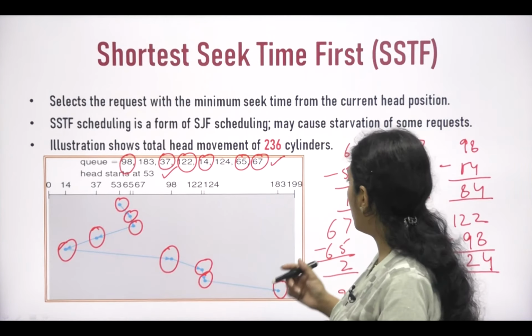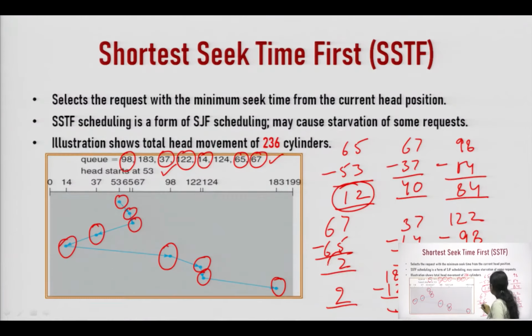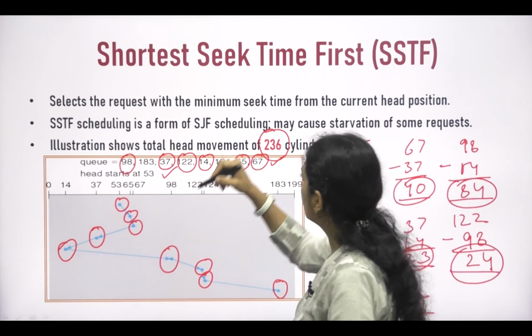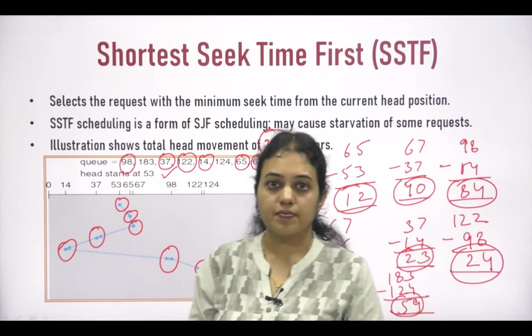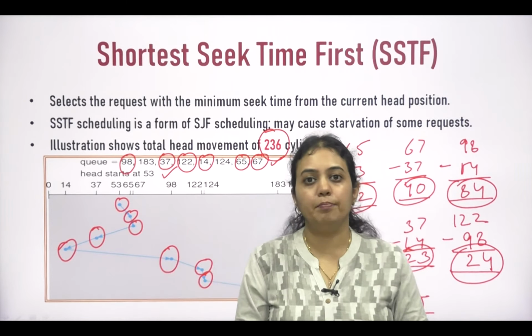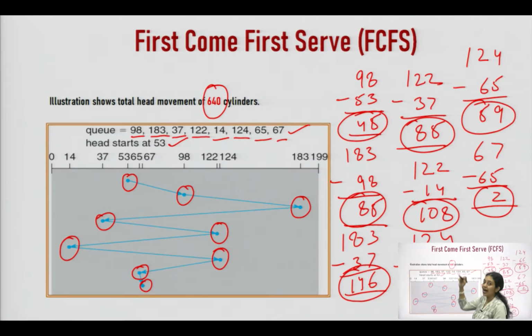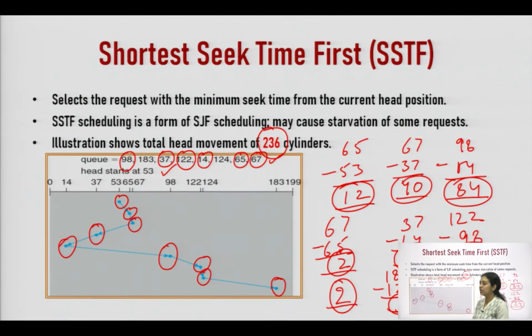Now, if we sum up all the head movements, 1, 2, 3, 4, 5, 6, 7 and 8, we will get a total of 236 cylinders, which is very less as compared to first come first serve. In first come first serve, it was 640, and here you can see it is just 236, a remarkable difference, right. So, just like SJF in CPU scheduling, SSTF is also the algorithm that gives us optimal results.